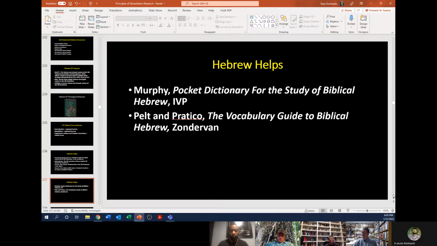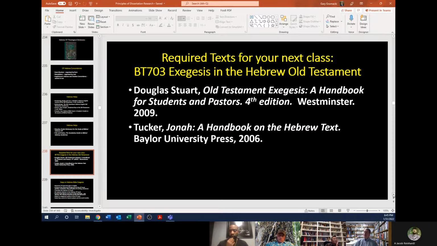So your required texts for your upcoming Hebrew Old Testament class, Exegesis in the Hebrew Old Testament, is the book by Douglas Stuart, Old Testament Exegesis, a Handbook for Students and Pastors. That's the 4th edition. I just have a 2nd edition. And then I don't have your 2nd one. That's by Tucker. It's called Jonah, Handbook on the Hebrew Text. That's the Baylor University Press series. So you'll be going through Jonah.